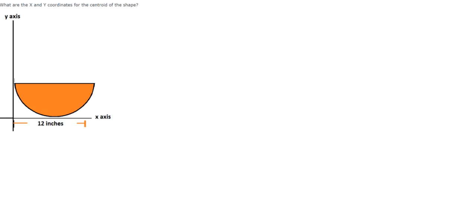Okay, question number two. What are the x and y coordinates of the centroid of the shape below? Okay, so first thing we have to recognize is that it has to be on the line of symmetry. So the line of symmetry is about here, which is along the x-axis. So my x coordinate is going to be 6. Now what we don't know is the y, so we're going to use 4 times radius divided by 3 pi with a semicircle.